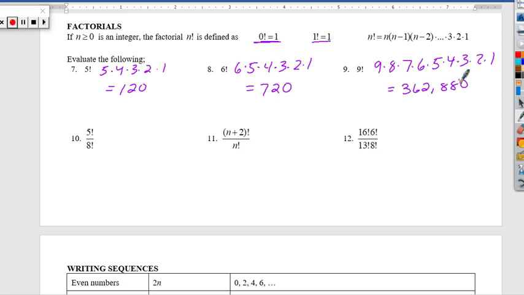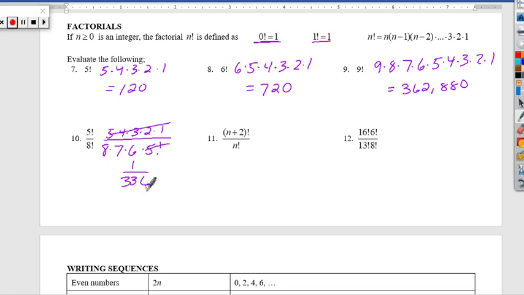We could do some combinations with these. So I'm looking at 5 factorial over 8 factorial. 5 times 4 times 3 times 2 times 1 over 8 times 7 times 6 times 5 factorial here. I know that 5 factorial here is the same thing as here. These will cross out, and we'll wind up with 1 over 336.